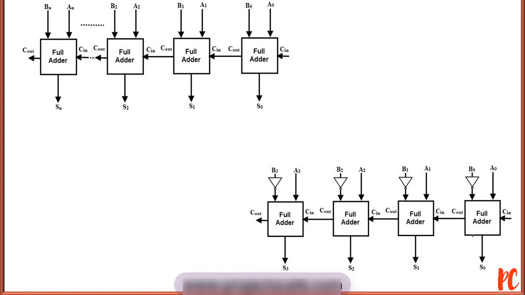A borrow generated is propagated to the next stages. Again the borrow generated is propagated to the next stages, and then the borrow generated is propagated to the next stages and so on. This could be explained with the same example again. A I am considering to be 1101 and the value of B I am considering to be 1011.